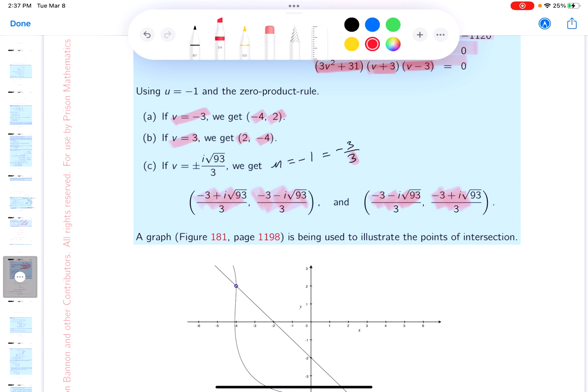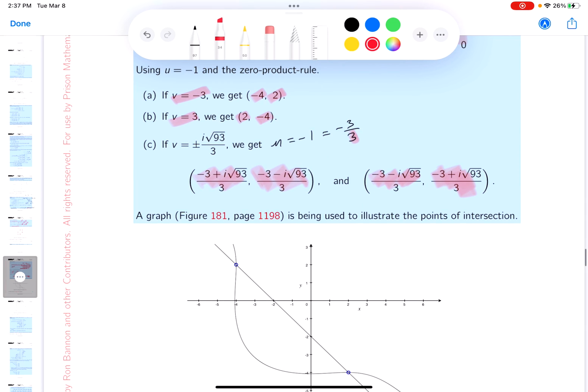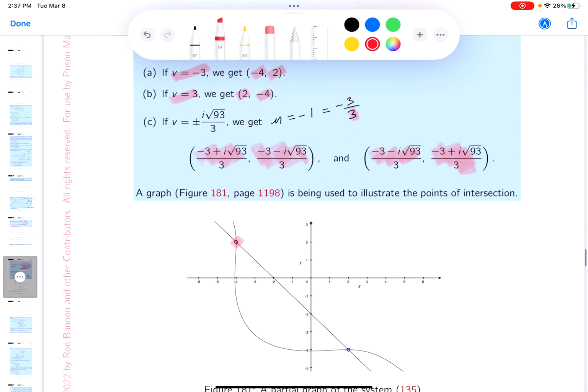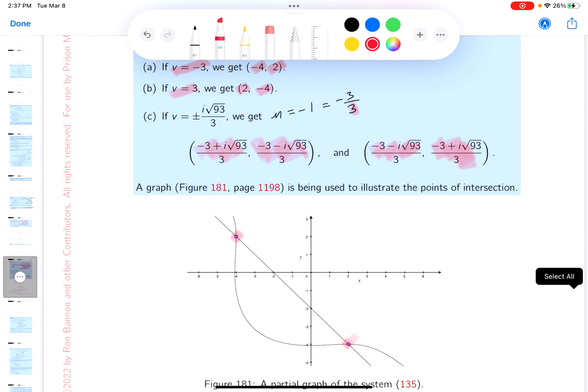You get these over here. The point of this, though, I want to really kind of stress this. We're really kind of looking for real points of intersection. So minus 4, 2, that's that one there. The other one, we got 2, minus 4, right? And this is the graph of both of those equations, all right?